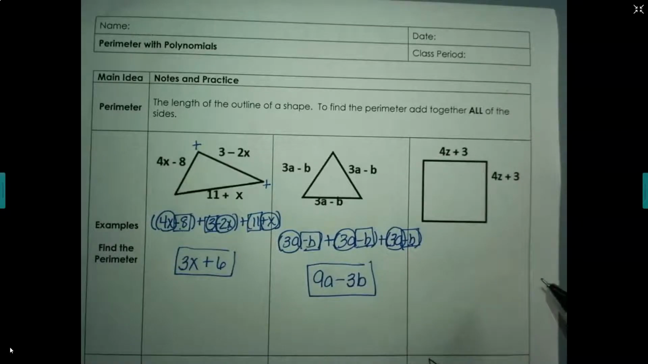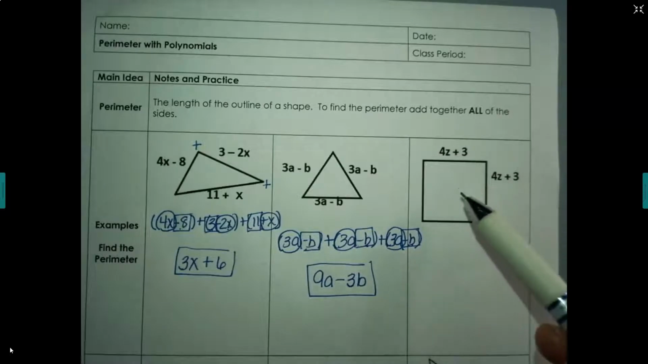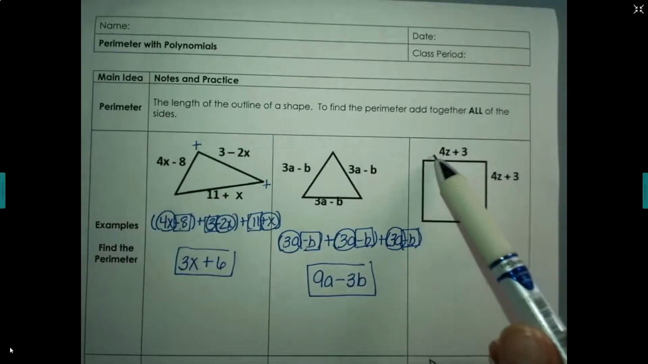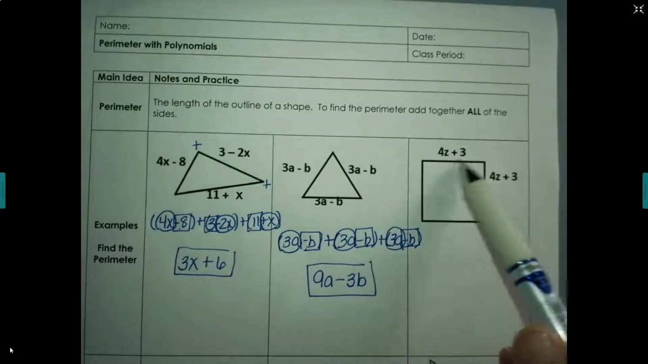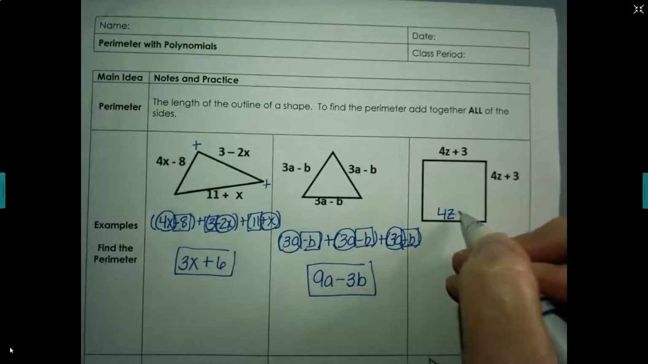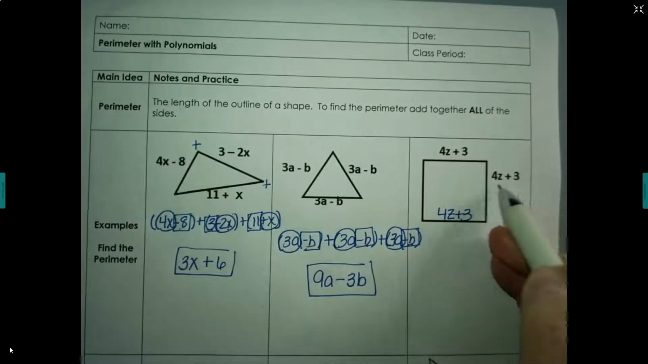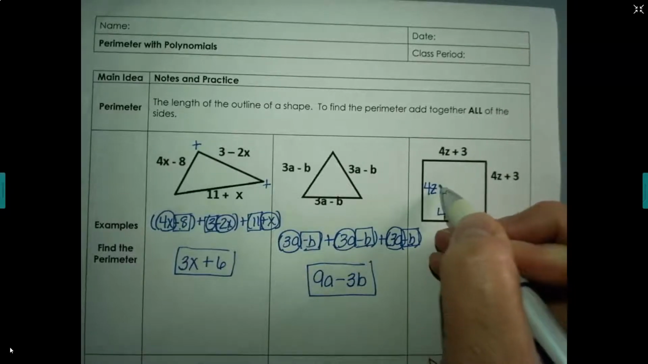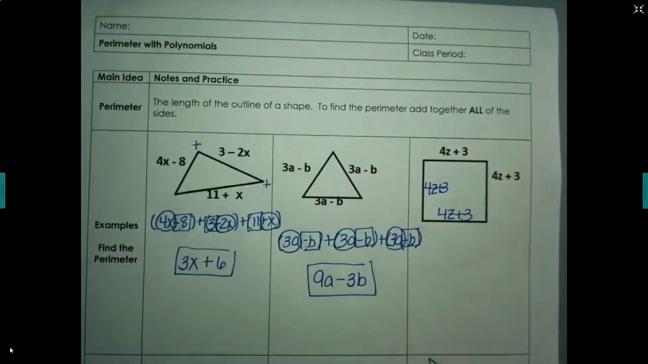When we look at our third shape, you notice only 2 of the sides are labeled. They are labeled exactly the same, which means this figure is a square. What we know about squares is opposite sides are equal. So if this side is 4z plus 3, that means this side is also 4z plus 3. If this side is 4z plus 3, so is this side, 4z plus 3. We want to add all of these together.